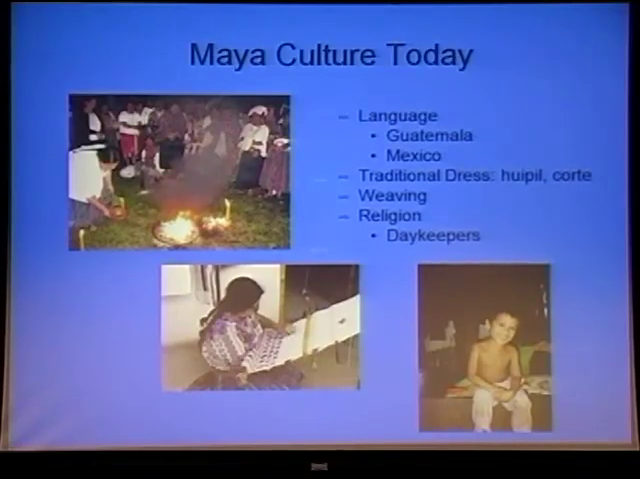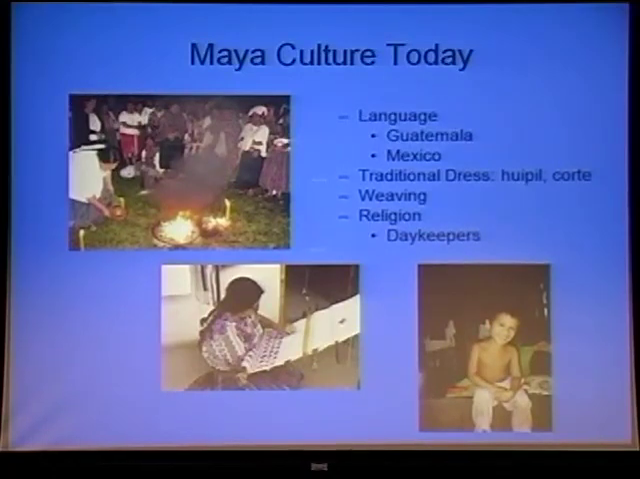Maya continue to wear traditional dress. This is particularly true of Maya women. You can see this here. This is the skirt, which we call corte, and the top, the blouse, which is called huipil. You can also see it down here. The use of traditional dress is, of course, tightly linked to weaving, which is an age-old practice by the Maya and continues to be a very honored tradition.